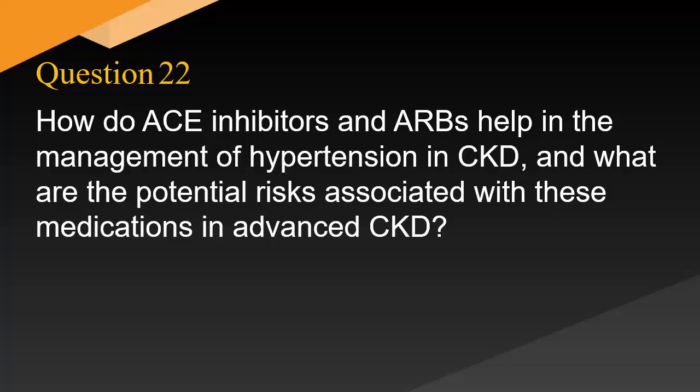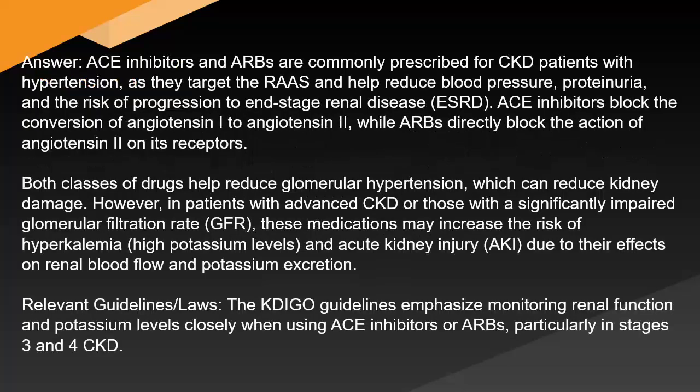medications in advanced CKD? Answer: ACE inhibitors and ARBs are commonly prescribed for CKD patients with hypertension, as they target the RAAS and help reduce blood pressure, proteinuria, and the risk of progression to end-stage renal disease (ESRD). ACE inhibitors block the conversion of angiotensin I to angiotensin II, while ARBs directly block the action of angiotensin II on its receptors.